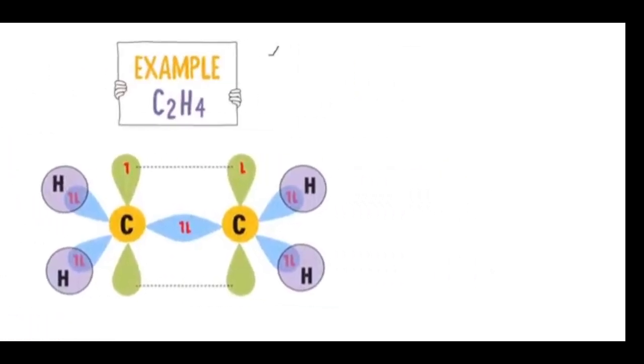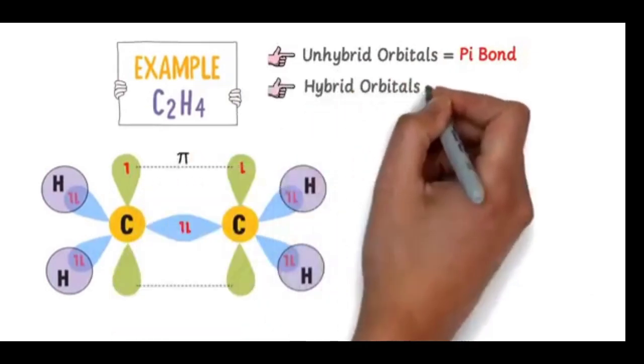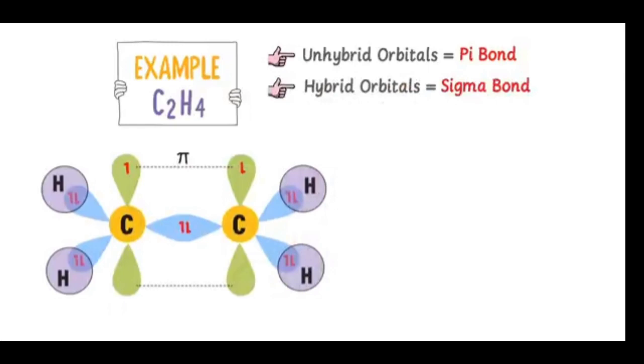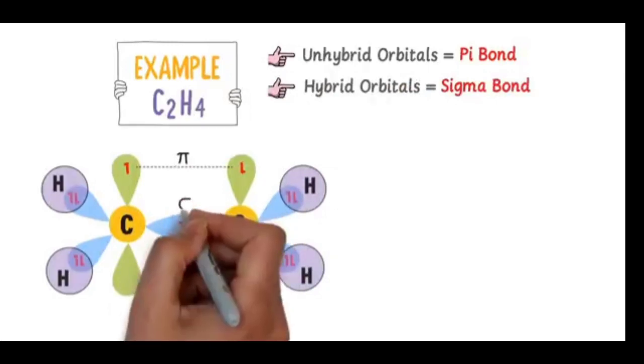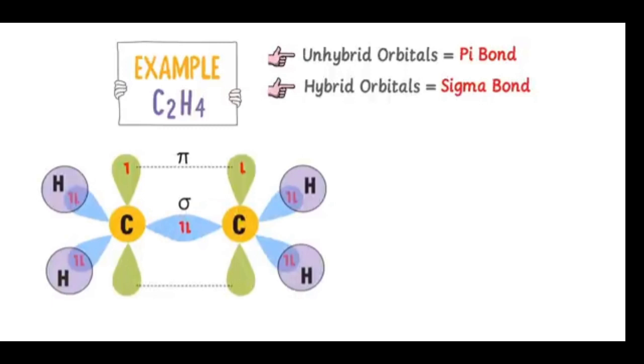Note it down that unhybrid orbitals always form pi bonds. For example, this 2pz forms a pi bond, while hybrid orbitals always form sigma bonds. For example, these sp2 orbitals form a sigma bond. Thus, in ethane, there is 1 pi bond and 1 sigma bond between the carbon-carbon atoms. Hence, this is the shape and geometry of a molecule in which carbon has sp2 hybridization. So, note down this example.